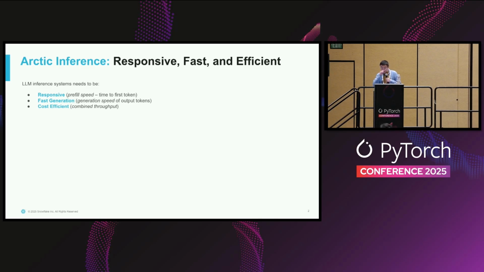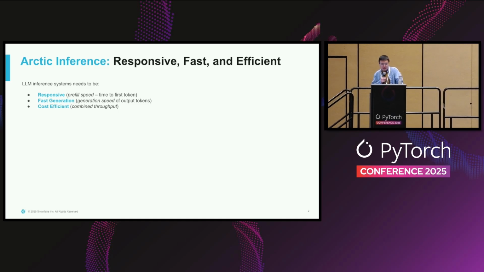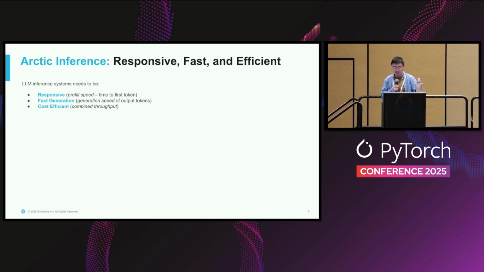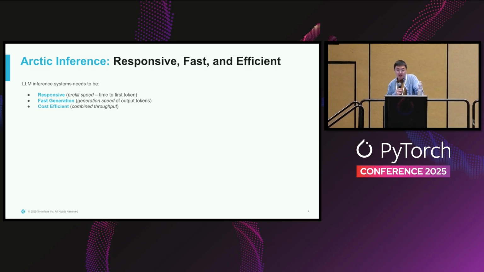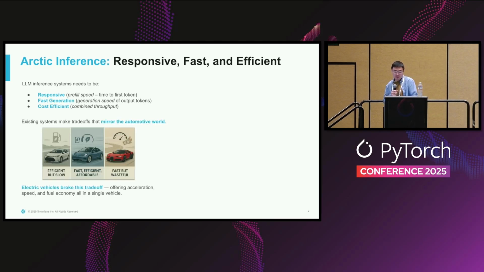Okay, so today, LLM inference systems need to achieve many different goals at the same time. That includes being responsive, or having fast prefill speed, in order to minimize the time to first token. You want fast generation speed to improve the speed of the output tokens. And you also want to achieve high cost efficiency, which means maximizing the total throughput of tokens flowing through your system. However, existing systems need to make trade-offs between these goals.